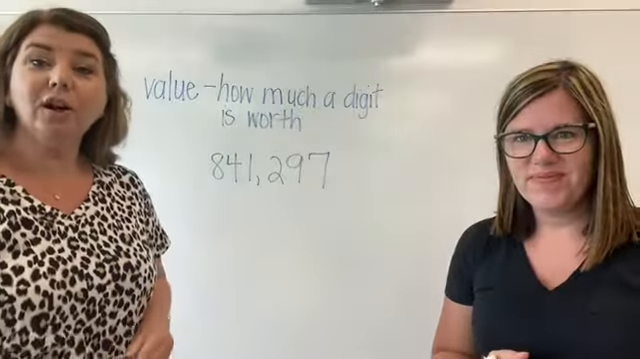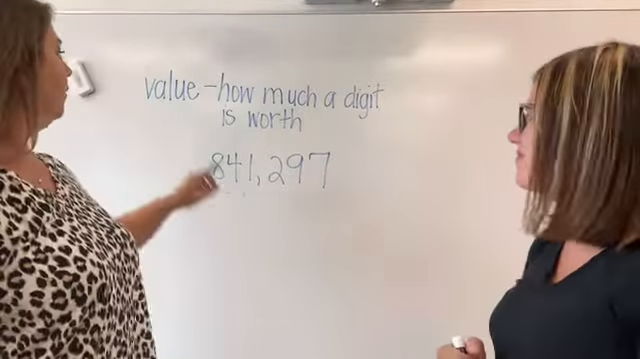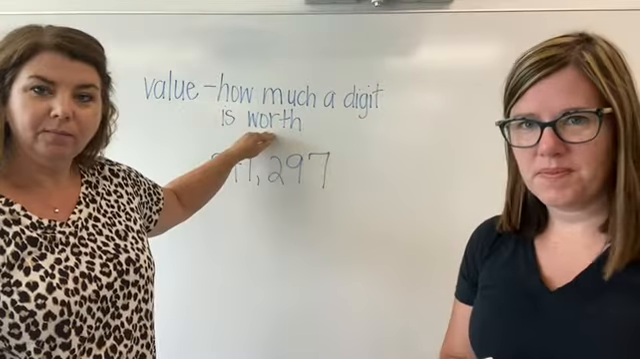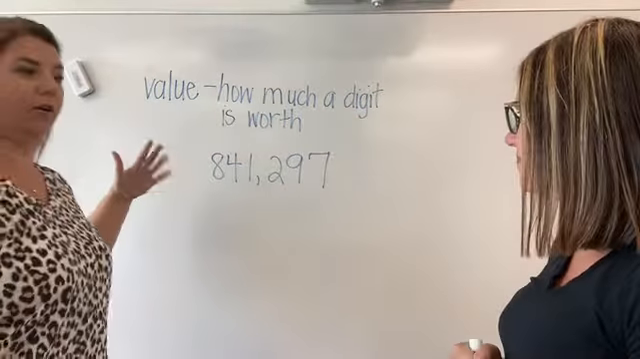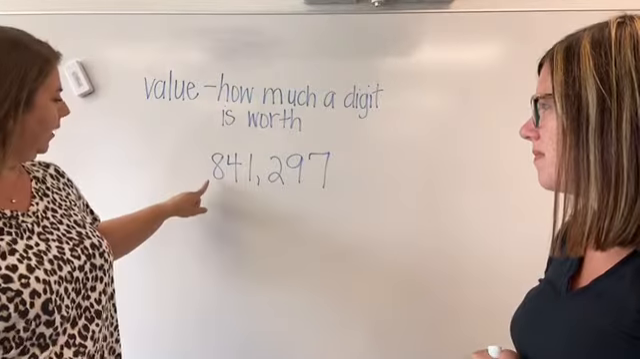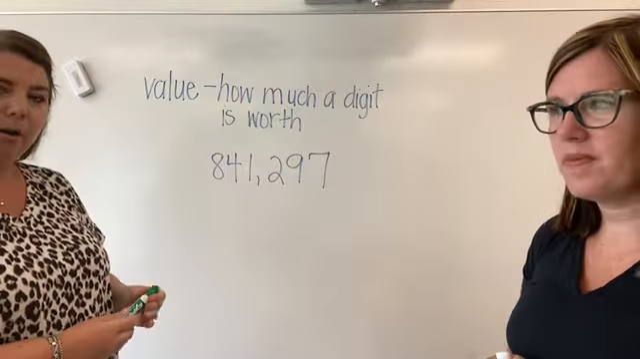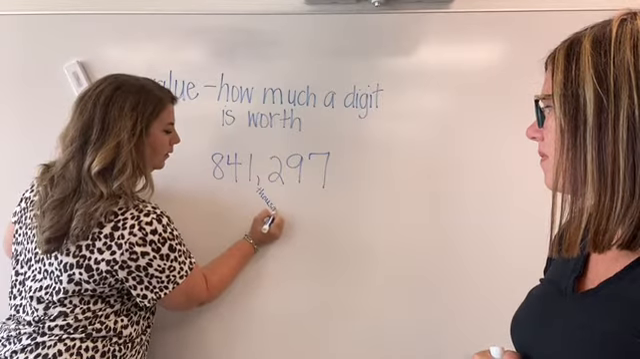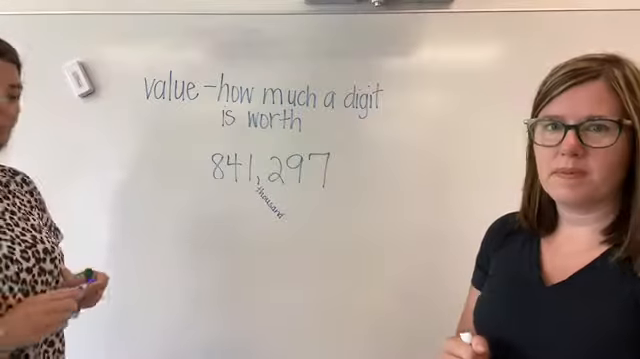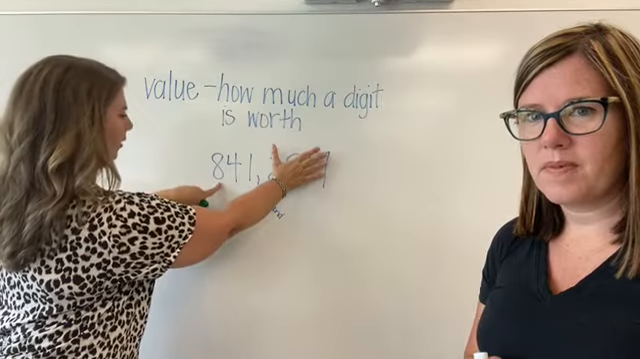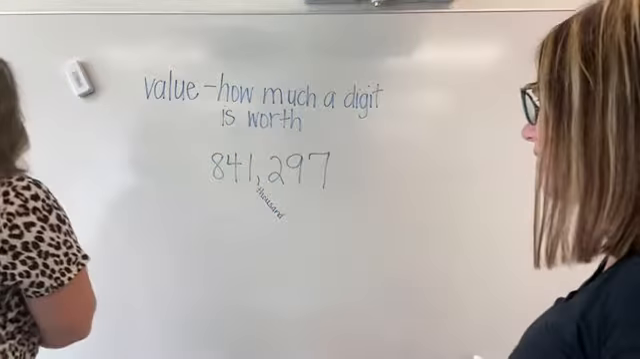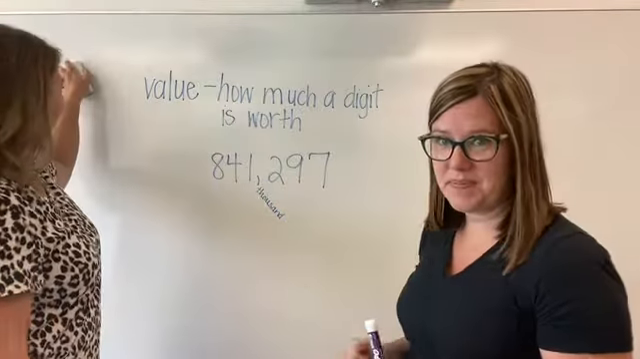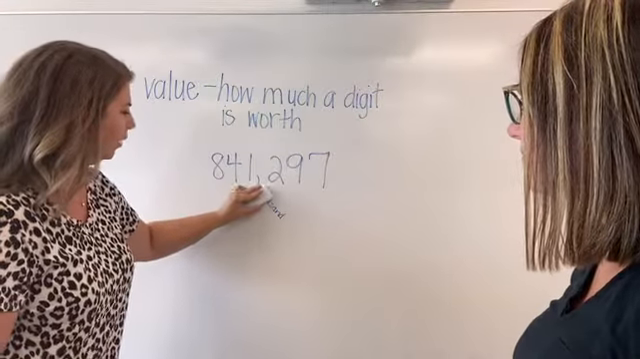All right, now we're ready to talk about the value of a digit. So the value is how much a digit is worth. All right, Mrs. Wolf, so first let's read our huge number. Do you remember when we get to this first comma, what Mrs. Wolf said we say? I'll give you the hint. All right, cover this up. What is this number? Okay, so I think it's going to be 841,297. Yes. Great job.